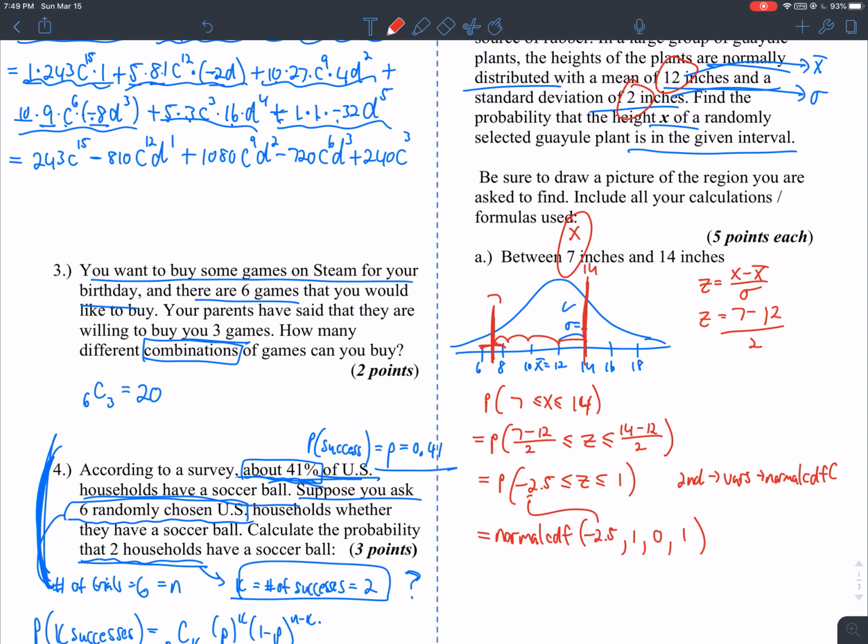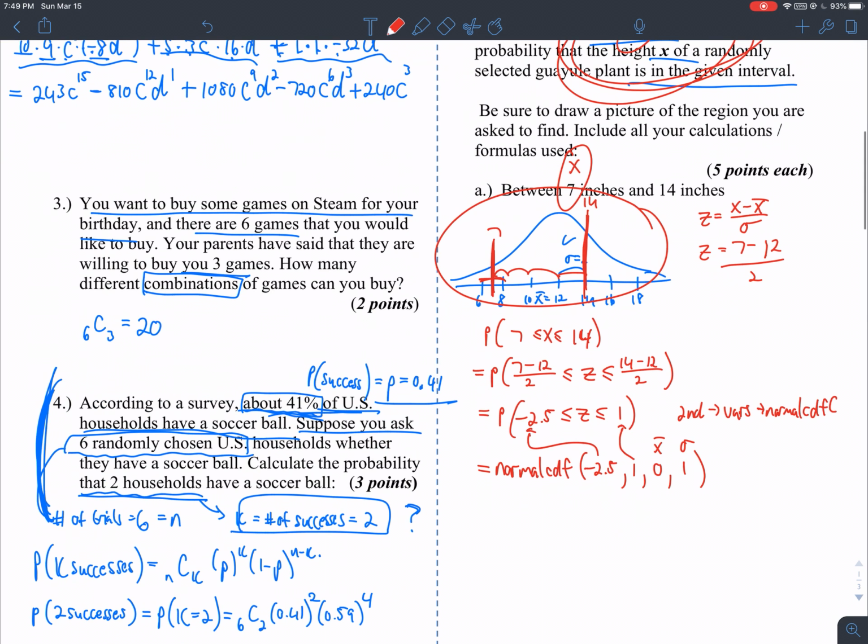This number corresponds to that number, this number is x bar, and this number is sigma. Not the ones they gave us, it's from the standard normal distribution, because we converted this distribution into the standard normal distribution. In any case, if you do that calculation, what you get is about 0.835.